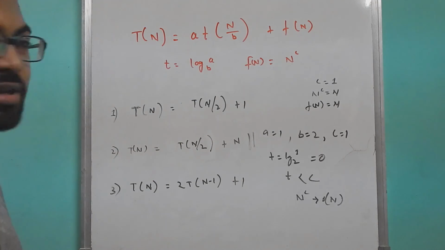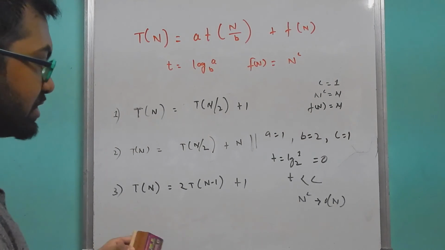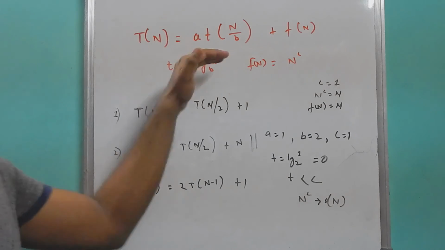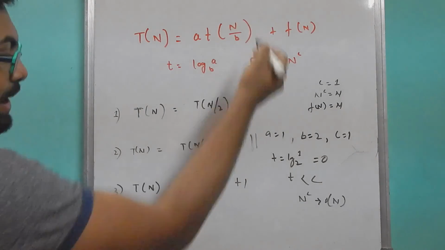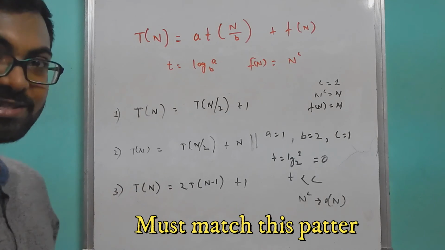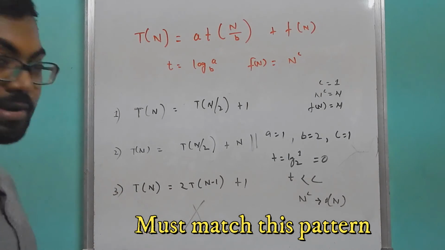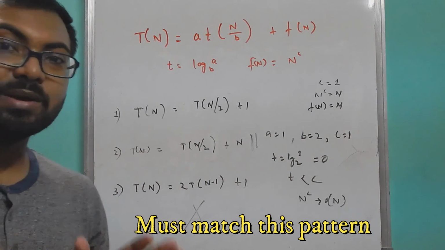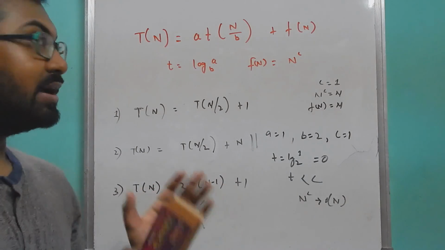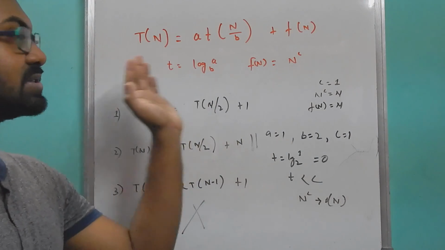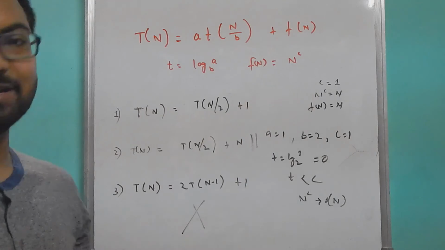And the third equation, you can see this is something which does not match the pattern of Master's theorem. Here it is n minus 1 and it's not in n by b format. So if that is the case, we can never apply the Master's theorem in this place, and that's the important point to remember. It cannot be applied blindly to any equation. It can be applied only to those equations where this pattern is matching.